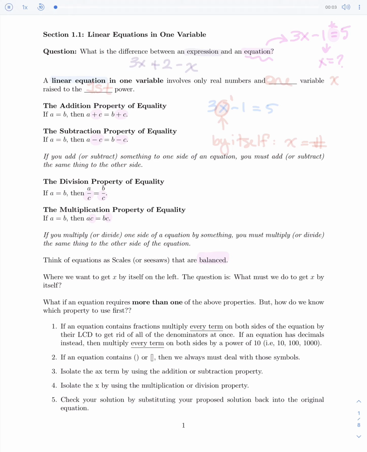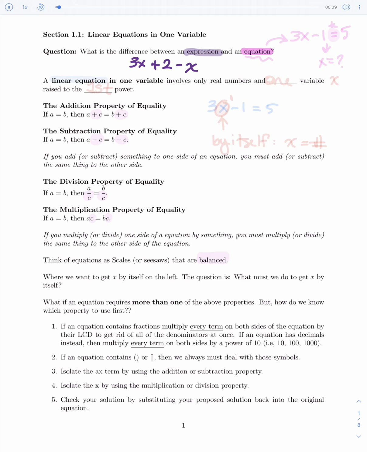1.1, we'll look at what are called linear equations in one variable. So, first of all, let's get familiar with the terminology that mathematicians like to use. What's the difference between an expression and an equation? Well, first of all, an expression is just a bunch of terms added together. It might be, let's say, 3x plus 2 minus x.